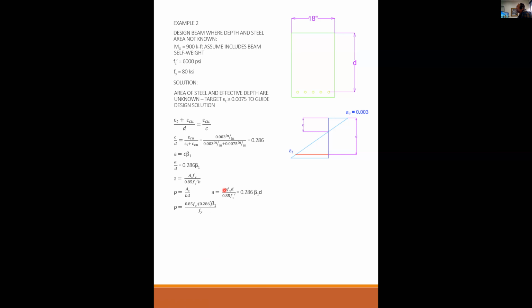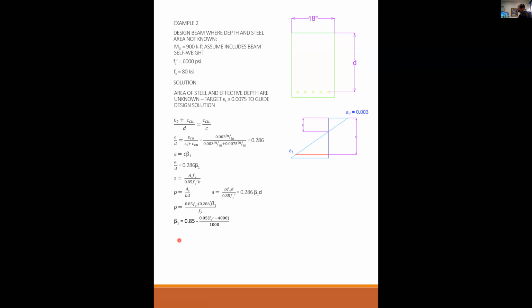Oh, I solved for rho here. That's what I did. So rho is here, and it's equal to 0.2. So I solve for rho in this equation to get that rho is 0.85 f prime c over fy, 0.286 beta 1.